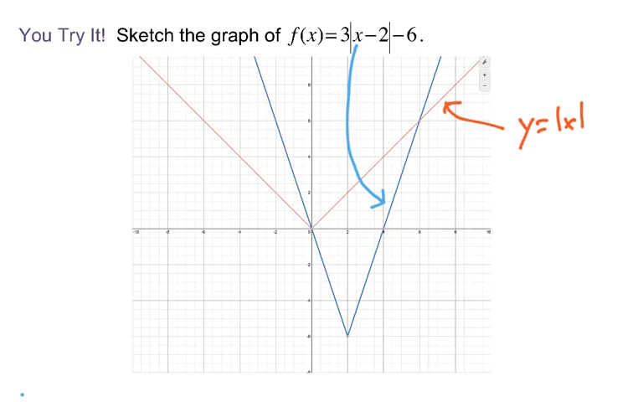So I hope that helps. By the way, those of you going on to take trigonometry next semester will find all these techniques incredibly valuable when you're graphing trigonometric functions.